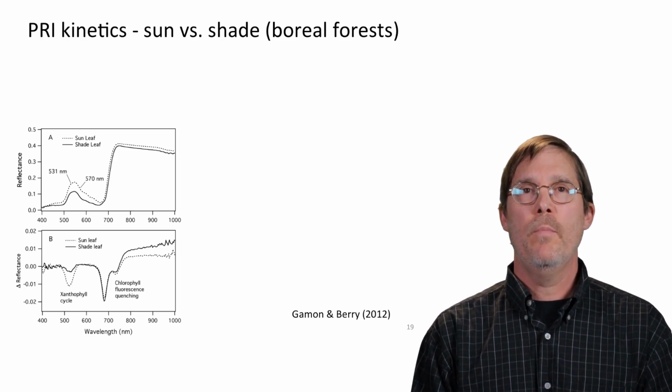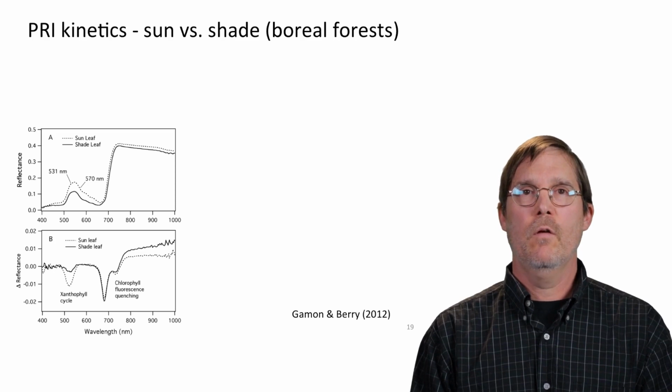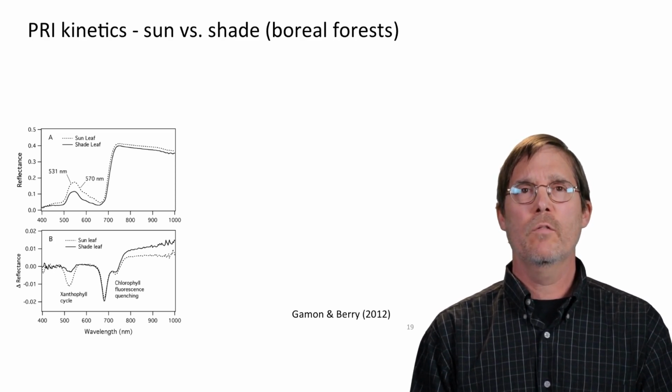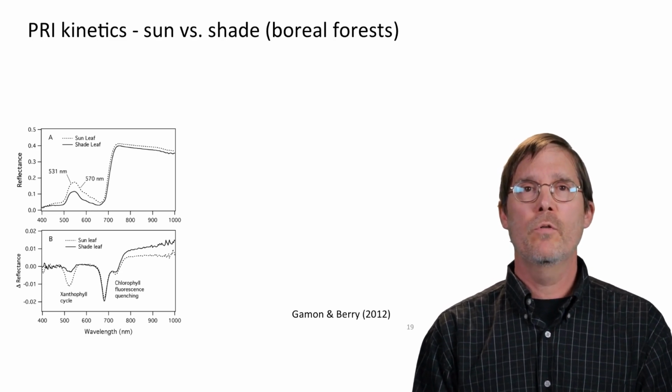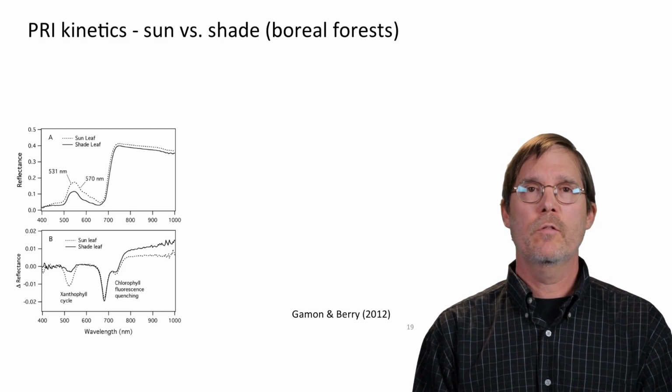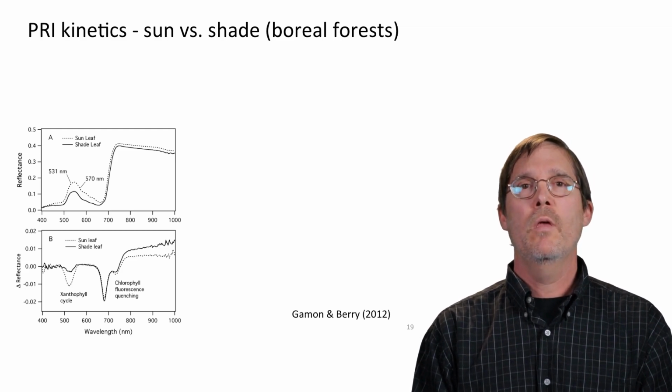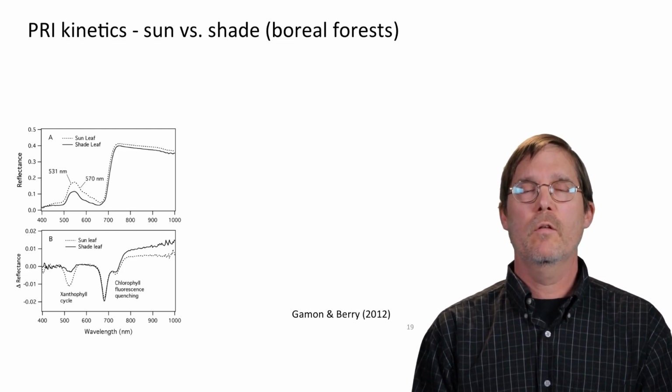And the top panel on the left shows you the reflectance of the two leaves, and you see there are differences, and you can see the two wavelengths of PRI there for a sun and a shade leaf. And the bottom shows you the difference from the dark state to the light state in reflectance, the delta reflectance.